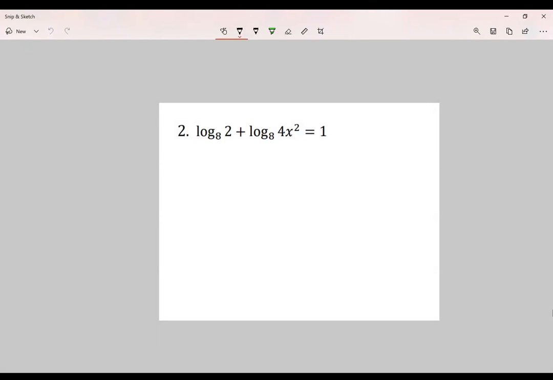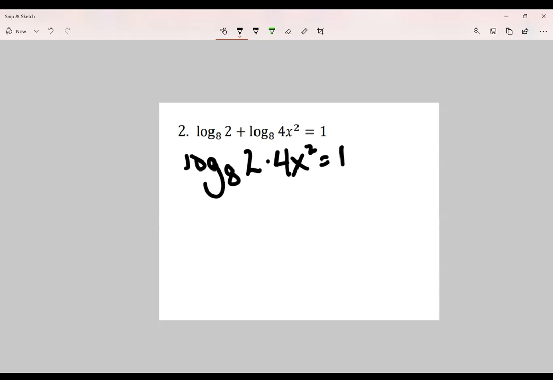Okay, for number 2, same kind of thing. This time I just have a log equals number equation, but I still want to condense anywhere I can. So on the left-hand side, again, I see addition of 2 logarithms, meaning I'm going to multiply the arguments together. So I'm going to rewrite this as log base 8 of 2 times 4x squared equals 1.